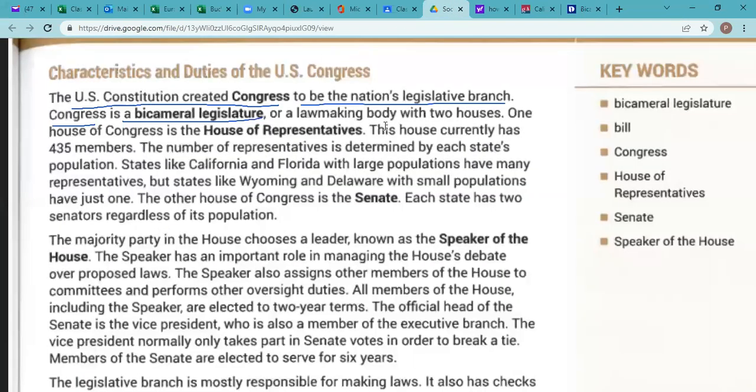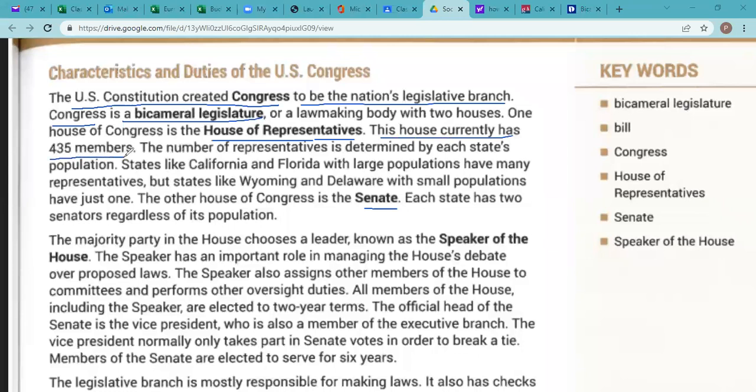So these 2 houses are now going to break apart from Congress, and they're going to break into 2 parts. The first one is going to be called the House of Representatives, and the second one that we'll talk about in just a few minutes is called the Senate. Now, the House of Representatives is the one that has the most members. It actually has currently 435 members. All right, so that's a lot.